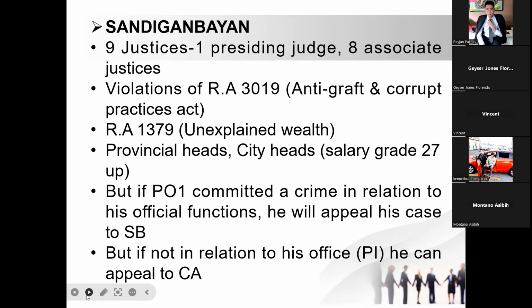Okay, Sandigan Bayan, of course, the Anti-Graft and Corrupt Practices Act, and yung tinatawag natin na Unexplained Wealth Act. Okay, Unexplained Wealth Act.